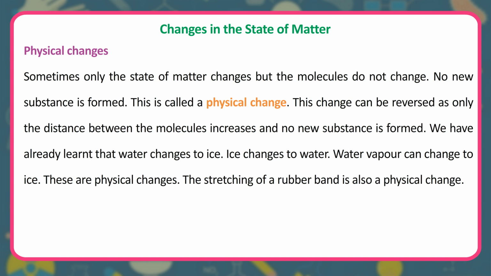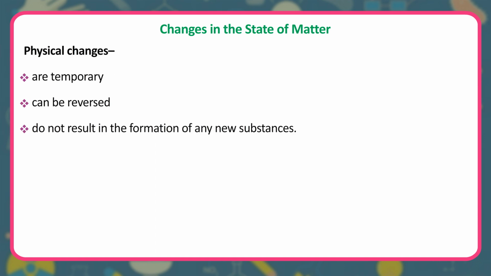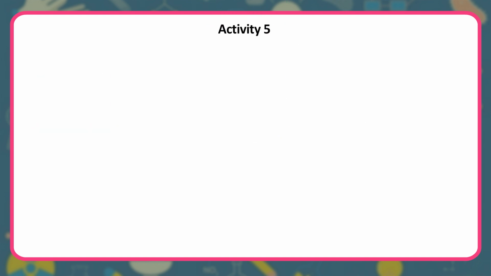We have already learnt that water changes to ice. Ice changes to water. Water vapor can change to ice. These are physical changes. The stretching of a rubber band is also a physical change. Physical changes are temporary, can be reversed, and do not result in the formation of any new substances.